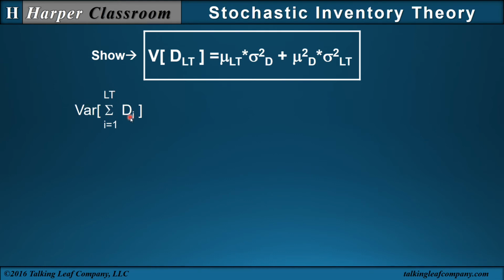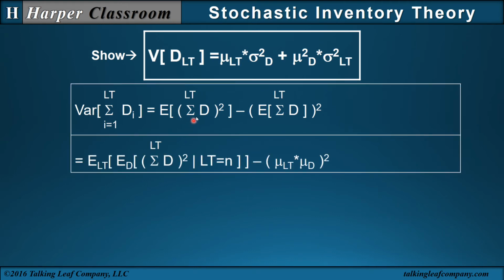over the lead time. So the variance of a random variable is given as the expectation of that random variable squared minus the expectation of the random variable, quantity squared. I'm leaving off the i equals 1, but it's still there. This is from the relationships of the expectation and the variance. Since we have two random variables here, we condition on lead time, let that be a constant, and take the expectation relative to d of this expression where lead time is a constant. Then whatever that expression is, take the expectation of that relative to the lead time.